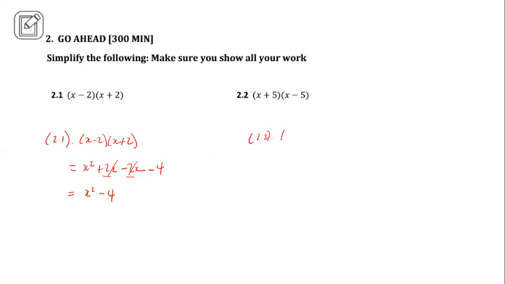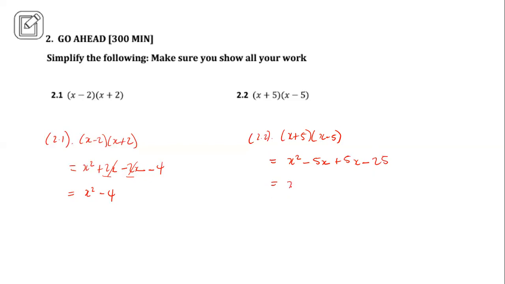And then 2.2, it says to us, here we have x plus 5, and then here we have x subtract 5. Once more, again, we need to multiply these two brackets together. So we're going to say x multiplied by x, it will be x squared. x multiplied by negative 5, it will be negative 5x. 5 multiplied by x, it will be positive 5x. 5 multiplied by negative 5, it will be negative 25.